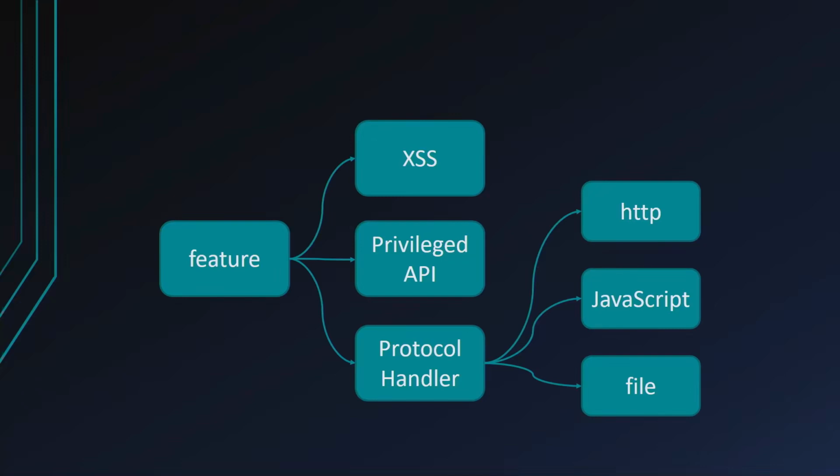So there are many features in desktop applications. We can find cross-site scripting, and we can find if there are some privileged APIs. We can find how it handles the protocol. We can find that and check how we can attack these applications.